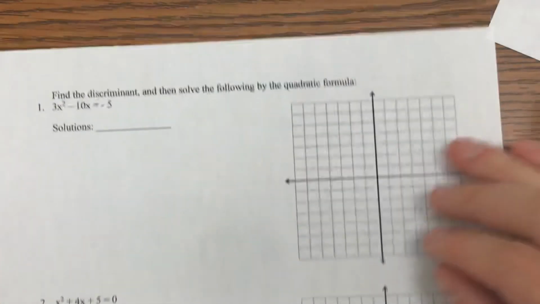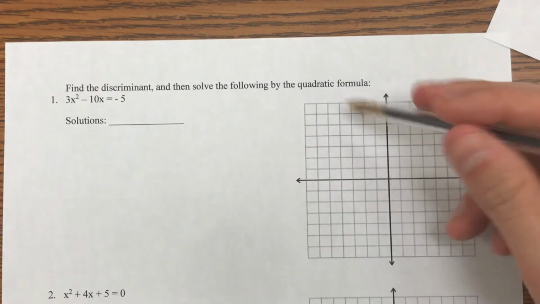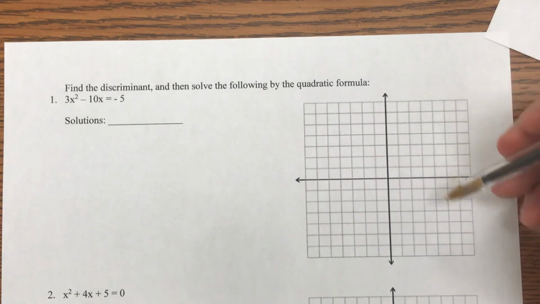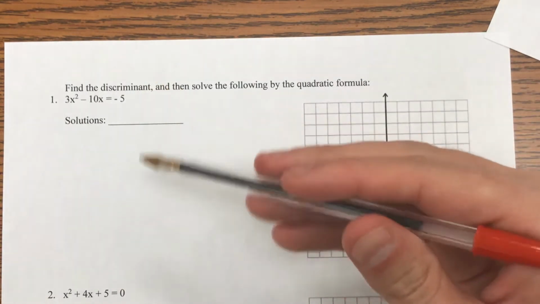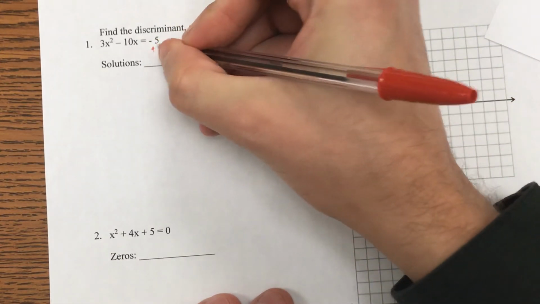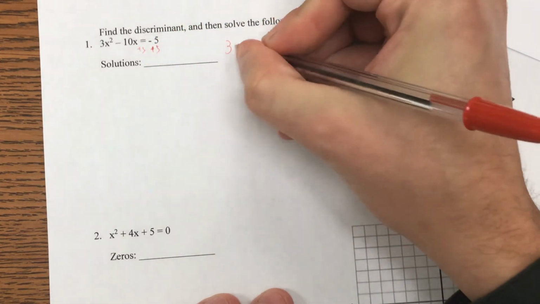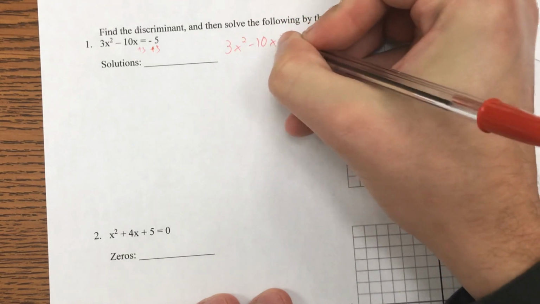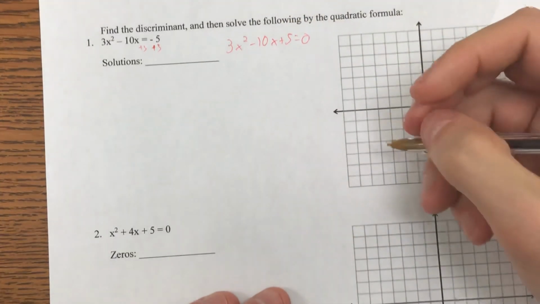That's the notes. The rest of this is just kind of practice. I'll be honest, I don't really care about the graphs right here. Give these a shot. Just know that it does have to be equal to 0, so this is a thing where you'd have to add 5 to both sides to get 3x squared minus 10x plus 5. Now you can use the quadratic formula. So give these a shot.